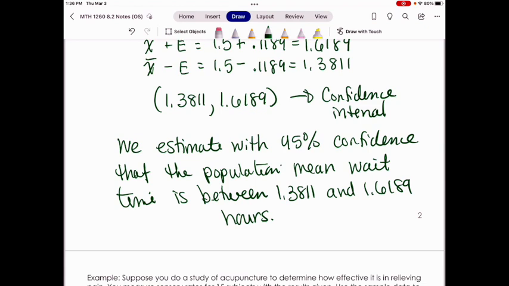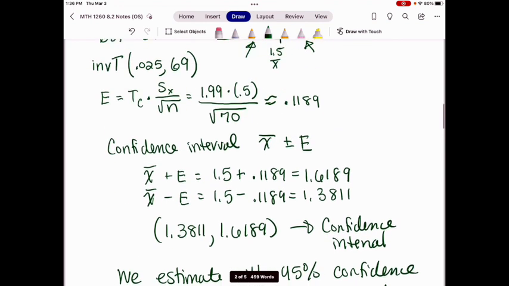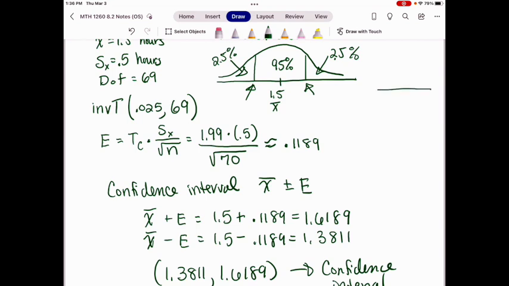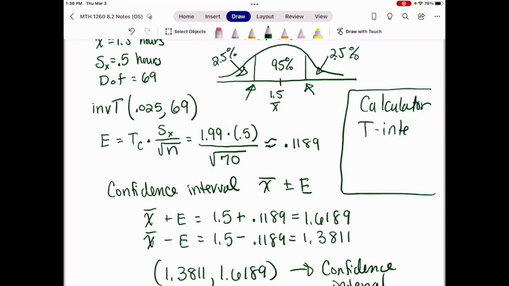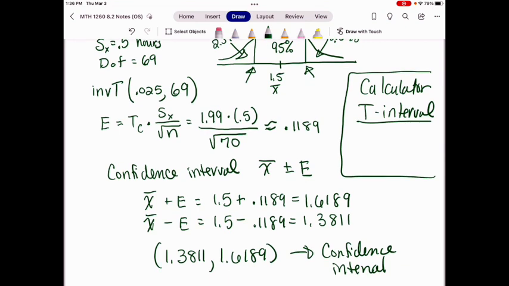Now, that was doing it by hand. If you want to do it on the calculator, let me come back up here and make a note. On the calculator, you would use T-interval. Because of rounding, our answer that we did by hand is probably going to come out slightly different than what the calculator gives us. However, it should come out pretty darn close so that we can see that we did it right by hand. So let's go ahead and do that now.